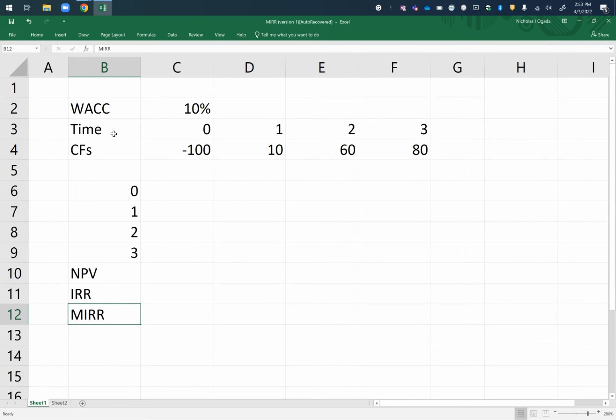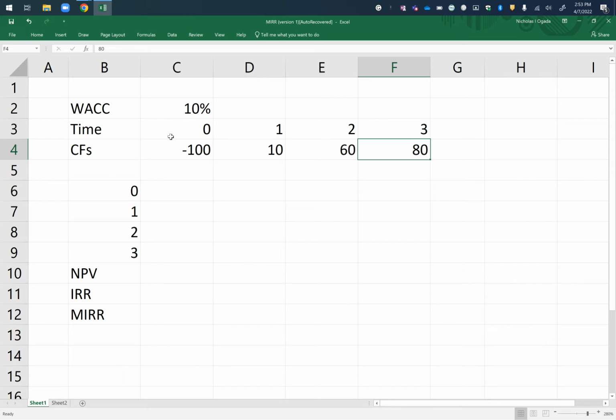So let's assume you've been given a project that requires a $100 initial investment, and then at the end of year one, it provides a cash inflow of $10. You have another $60 in the second year inflow, and then you have another cash flow at the end of the third year, which is $80. And let's also assume that the weighted average cost of capital is 10%, which is the same thing as the cost of capital.